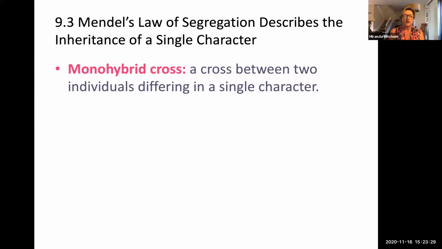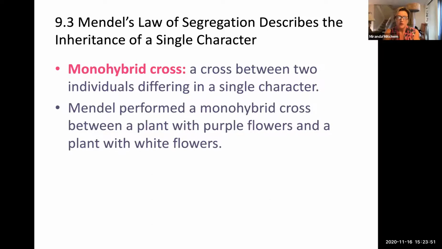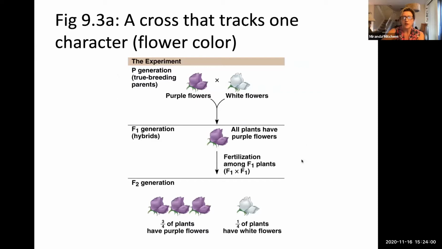So this leads us first to what is called a monohybrid cross. And this is mono, meaning one or single. This is a cross between 2 individuals that only differ in one character. This is the simplest of the genetic crosses to do. So he did this with a plant with purple flowers and then another plant with white flowers. So those are the parentals, and this is what he found.